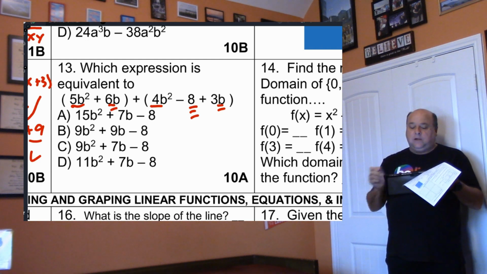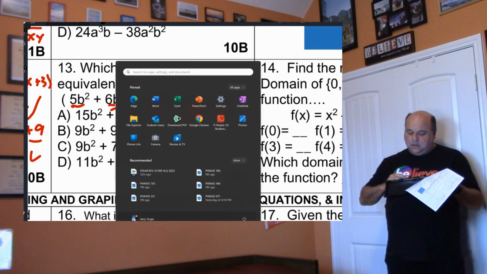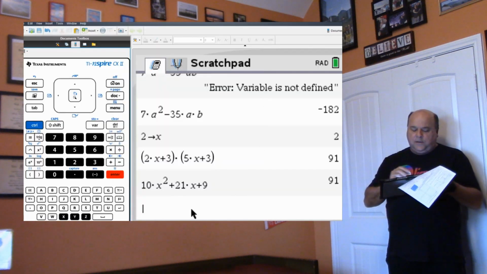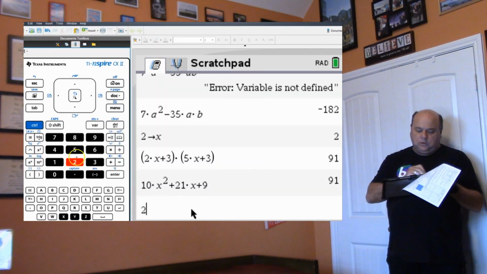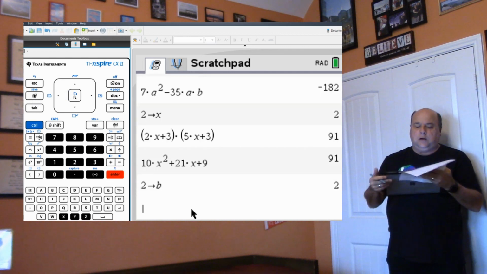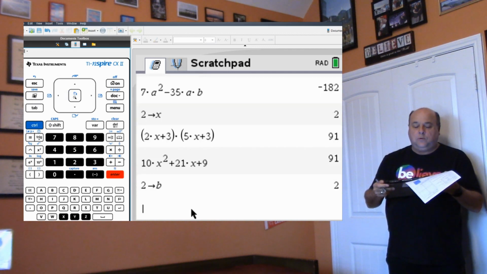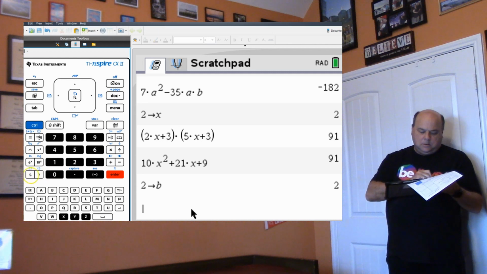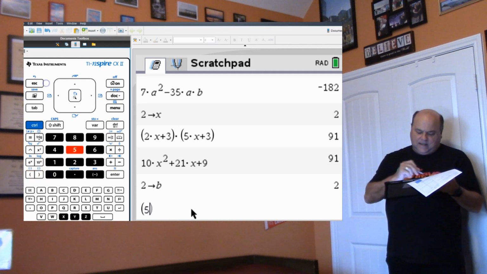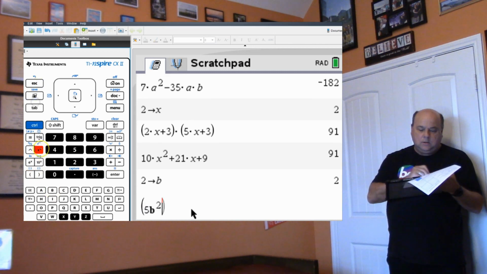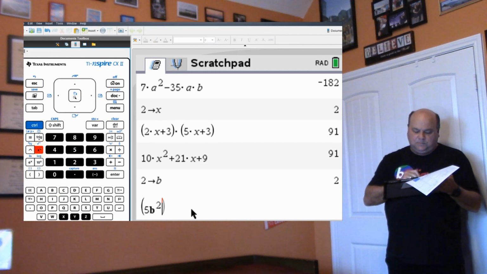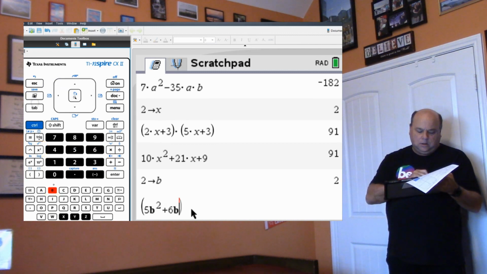Now then, I'm going to plug this into store. All I need is b. So I'm going to go to the calculator. I'm going to store 2 for b. 2, control variable b, hit enter. Now then, type in the problem. So I have parentheses 5b squared plus 6b, close the parentheses.